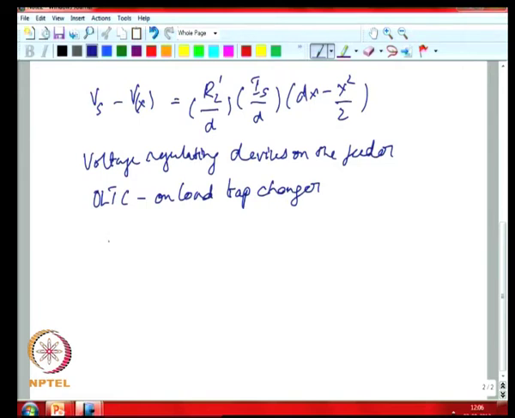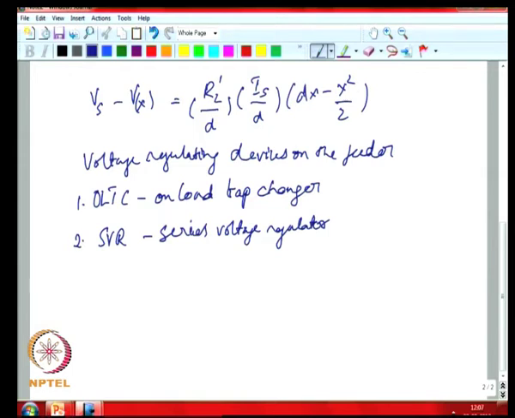And typically that's at the substation, or you could have a series voltage regulator. Get your profile in a desired range. Okay.